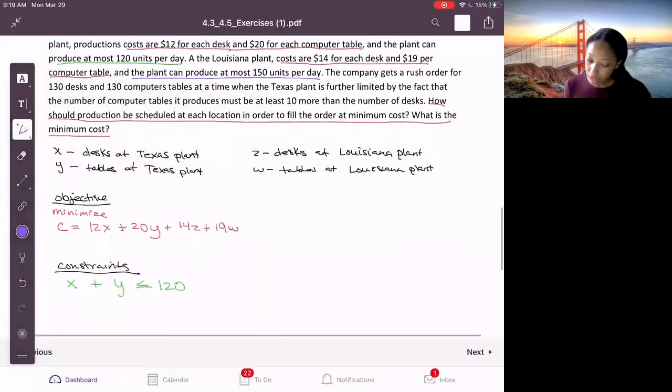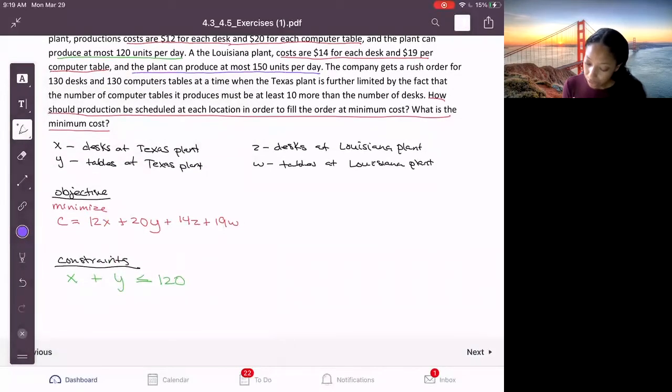Purple. From the Louisiana plant, that's Z and W come from the Louisiana plant. Z plus W can be at most 150. So that has to be less than or equal to 150.